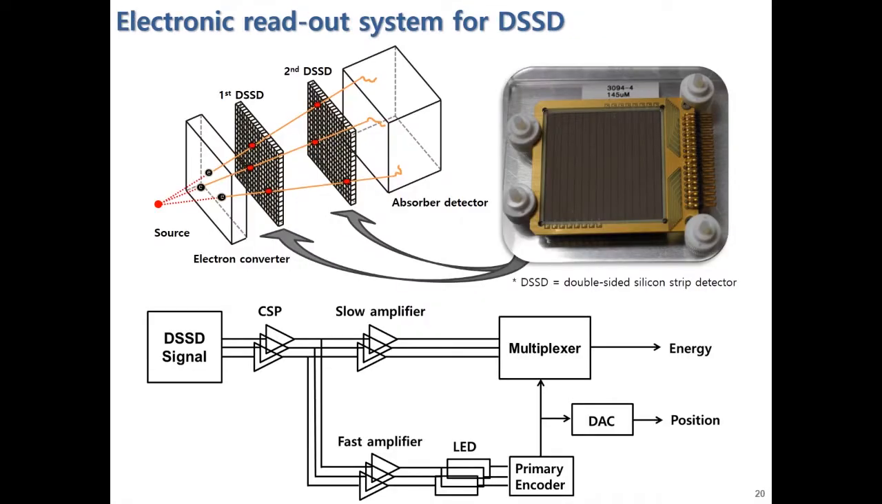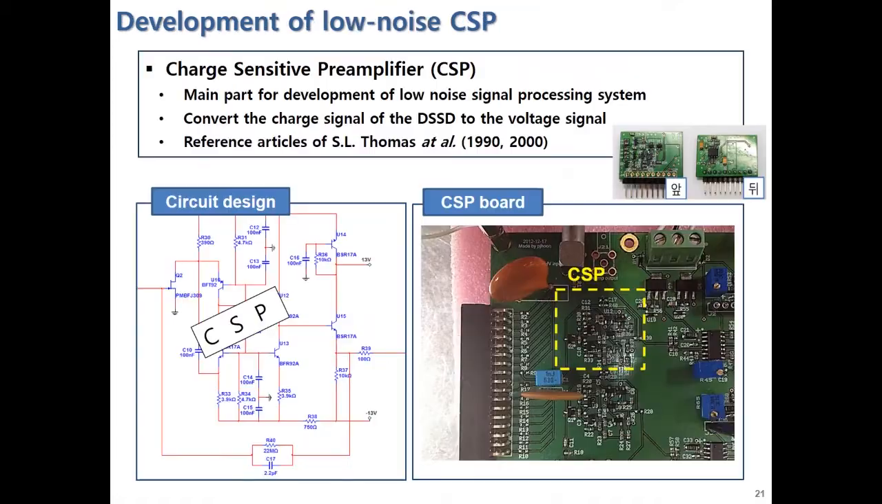Based on the simulation study, we have constructed a proof-of-principle gamma electron vertex imaging system. To track the trajectories of the converted electrons, we use two DSSD as hodoscope detectors. To determine the electron energy, we used plastic scintillation detector. To process the signals from DSSD detectors, we have developed a low-noise signal processing system.